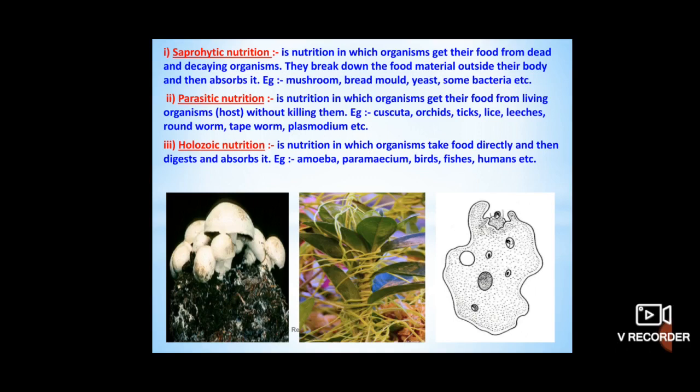The best examples for holozoic nutrition are amoeba, paramecium, fish, and human beings also. Human beings consume food directly into our body. After the direct consumption of food, our body undergoes digestion. So these are the different types of the heterotrophic mode of nutrition.